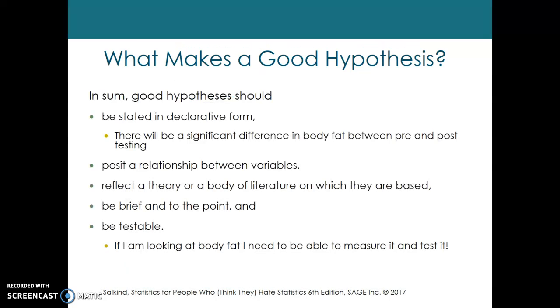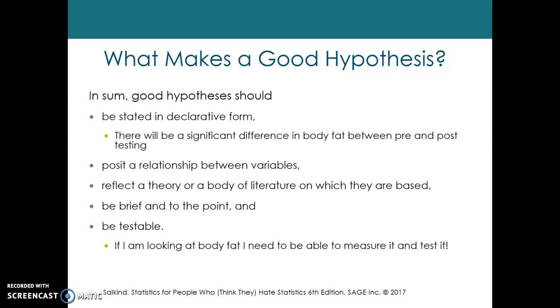All right, so what makes a good hypothesis? It should be stated in a declarative form. So a declarative form is there will be a significant difference in body fat between pre and post testing. So I am declaring that there is going to be a difference. It may state that there is a relationship. We've already done relationships. It may also reflect a theory or a body of literature on which it is based. All right, so remember, a hypothesis is an educated guess. So you've read something about your topic and you've based a hypothesis on your reading. Brief and to the point, as we have done, and it is testable.